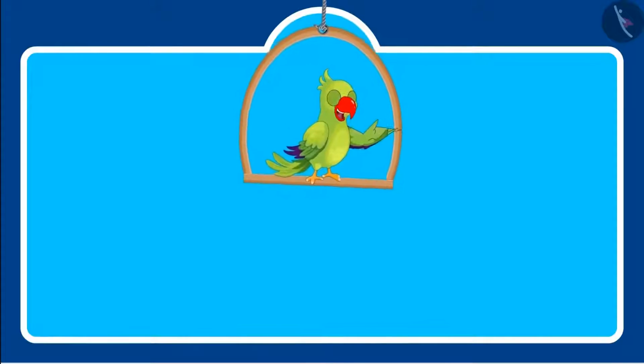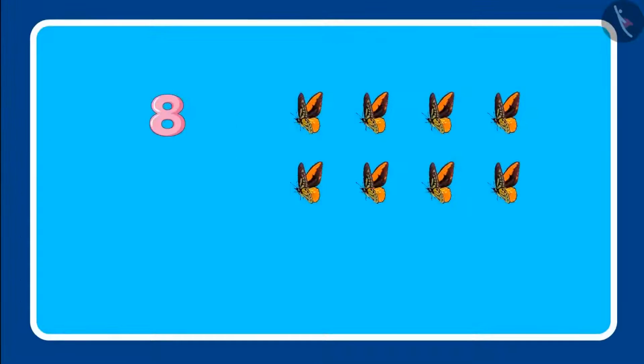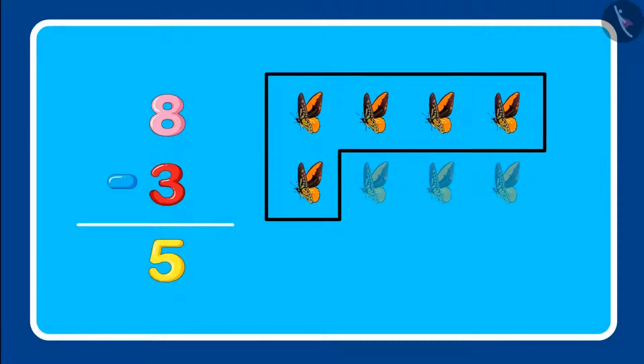First, there were a total of 8 butterflies. So we will write the total number on top. Then 3 butterflies flew away. So below the total number, we will put the subtraction sign and write the number that got reduced. Then we will write the remaining number, which is 5 butterflies.